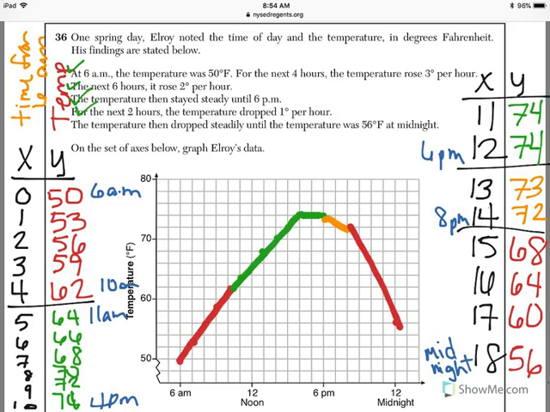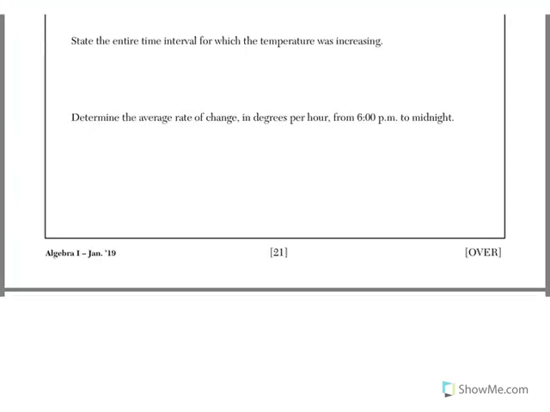Okay, so now I just have to plot the points. So this is roughly what the graph should look like. There are no arrows because this is just the temperatures that Elroy actually plotted and figured out. So he didn't go on after midnight or start before 6 a.m.